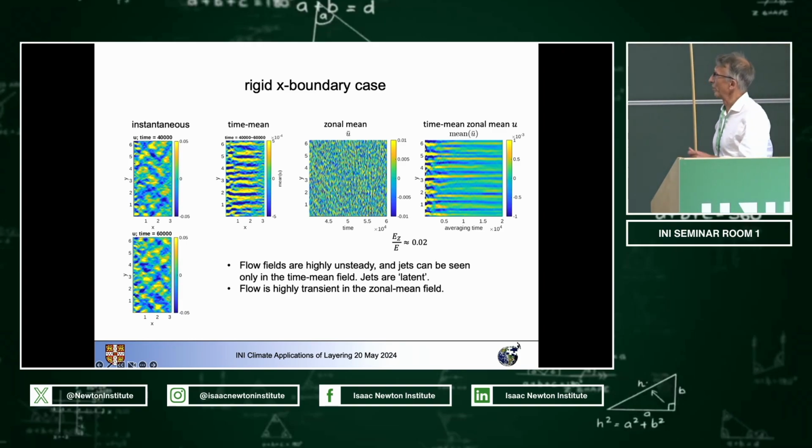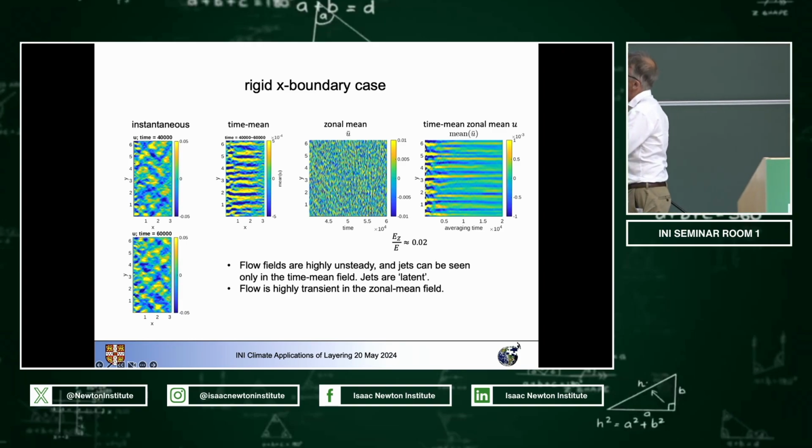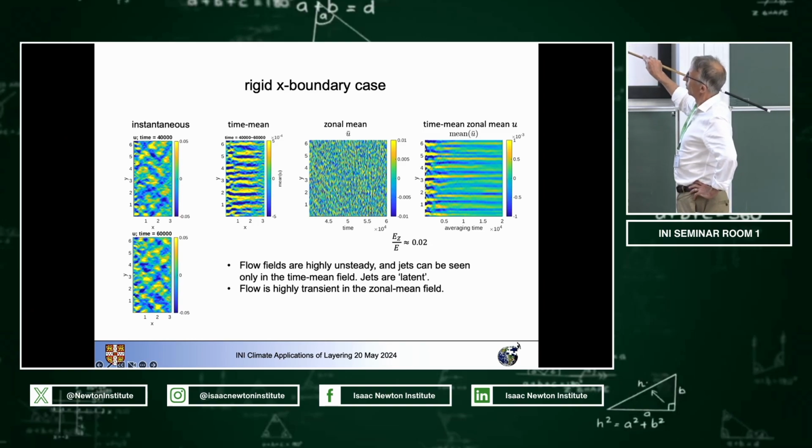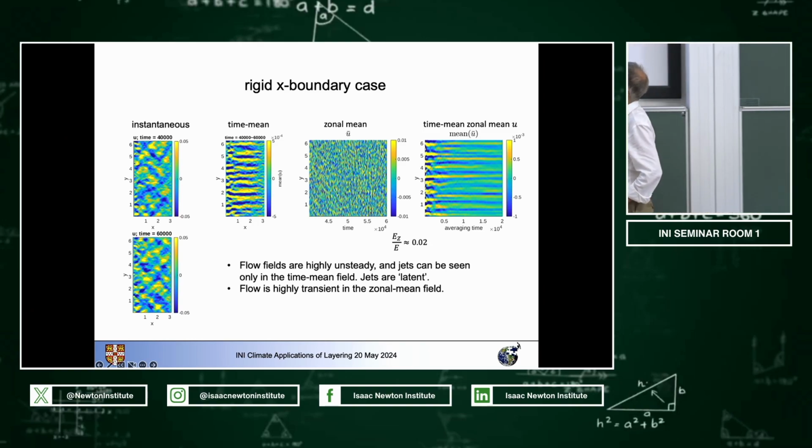Okay, so all of this has been shown by others. I found the literature sometimes a little bit confusing, but essentially we're all agreed that in this geometry we've got highly unsteady flow fields. We can see jets in the time mean.